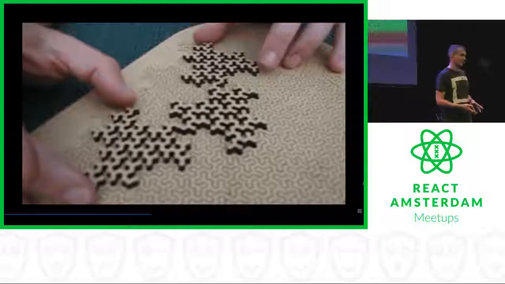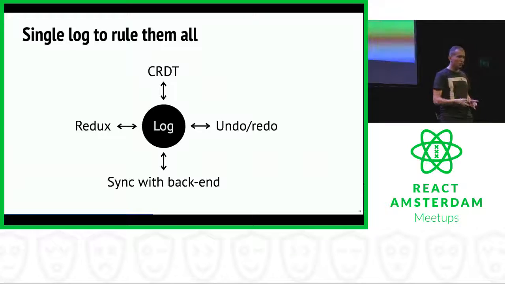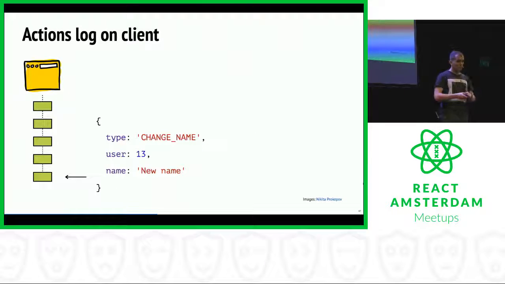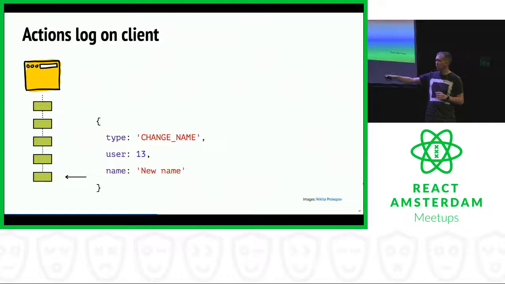And that was the idea. This is the idea of Logux, to have one single log for all our tools. One log for Redux, one log for the CRDT implementation, one log for the synchronization process. Everything in one single log. So how does the Logux idea look? On the client side, we have a list of the actions called a log.